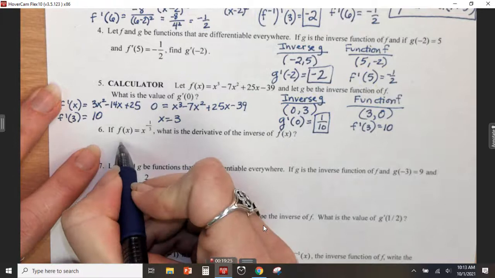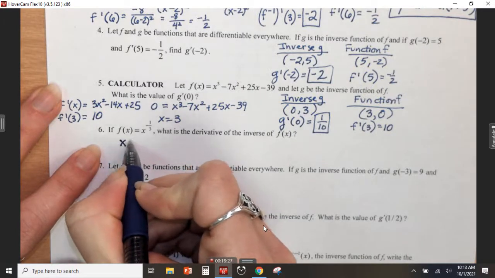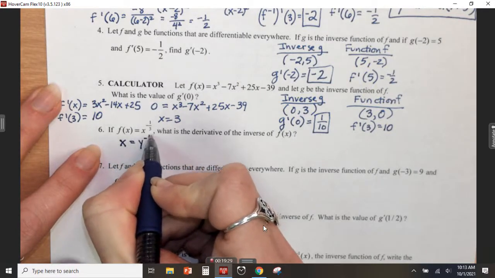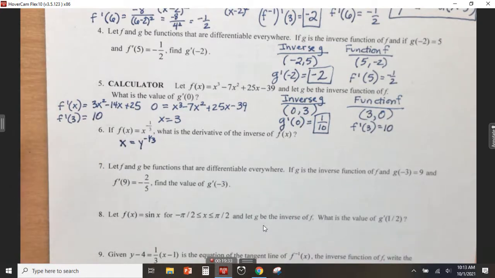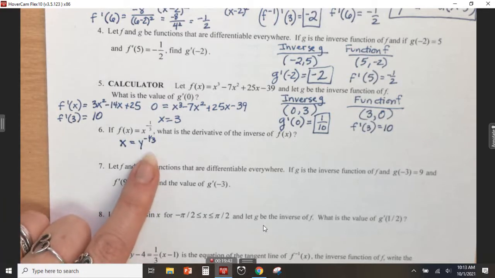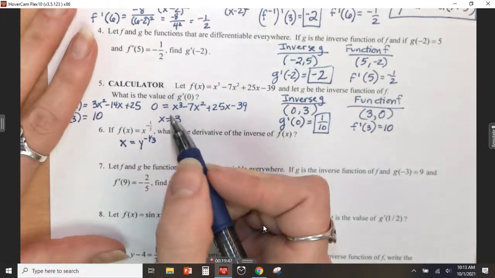So we're going to say x equals y to the negative 1/3 power. I just switched the x and the y. Now I want to isolate y. How do I get rid of a negative 1/3 power? You make it a cube root, a negative cube root. Well, that is a cube root already.